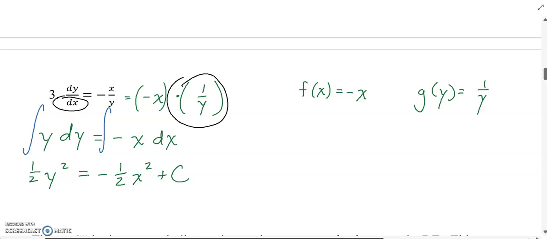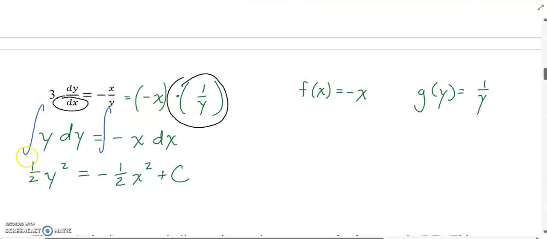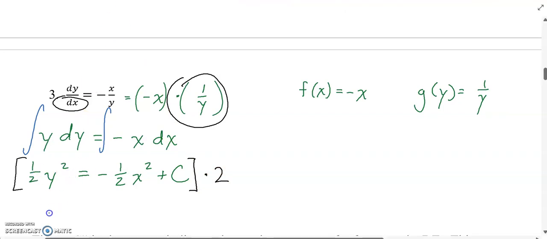It's not a very pretty solution, but one thing we could do, if we notice, well, I don't really like having fractions in my answer if I can help it. What if I were to multiply the left side and the right side of this equation by the common denominator of 2? Well, that would make things a little bit nicer, wouldn't it? We would have, instead of 1/2 y squared, we'd have 1y squared. Instead of negative 1/2 x squared, we'd have negative x squared. Instead of plus c, we'd have plus c.